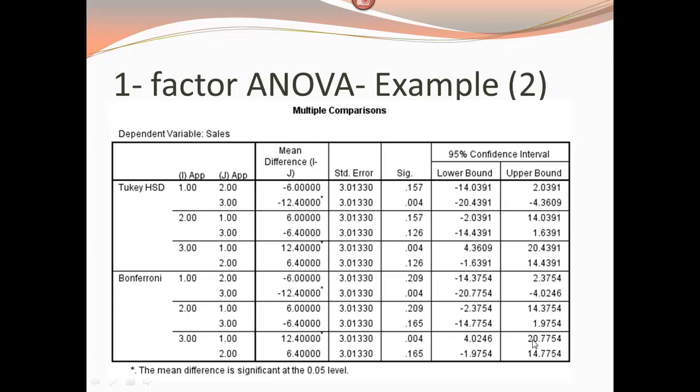So this is telling me that using sales approach 3, which is sales approach C, I sell between 4,000 and 20,000, roughly 21,000 more using approach C or approach 3 than I do using approach A or approach 1. You can also see here there is no statistically significant difference between 2 and 3, and that's confirmed using both the Tukey and the Bonferroni method.